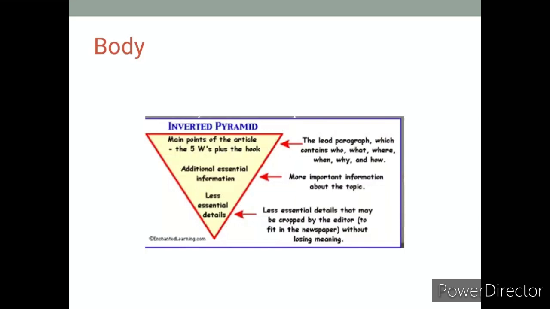This inverted pyramid gives us the guideline that the main points of the article, that contain the 5 W's, the what, where, when, why and how, should be in the leading paragraph. Additionally, essential information should be secondary, or in the second or third paragraph, and less information should be at the bottom. So try to have this inverted pyramid in your own article too.